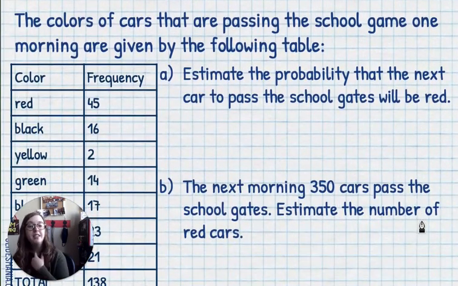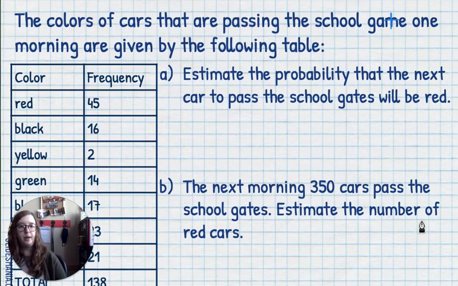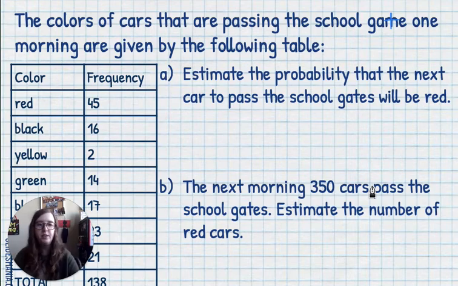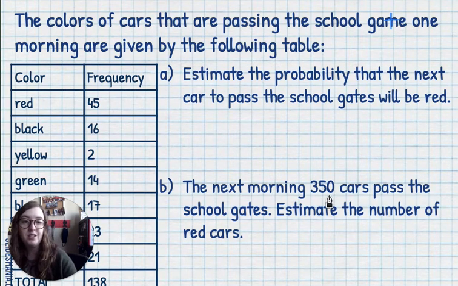So the colors of cars that are passing the school gate, that should be a T, not an M. Sorry about that. Okay. One morning are given by the following table. Estimate the probability that the next car to pass the school gates will be red.